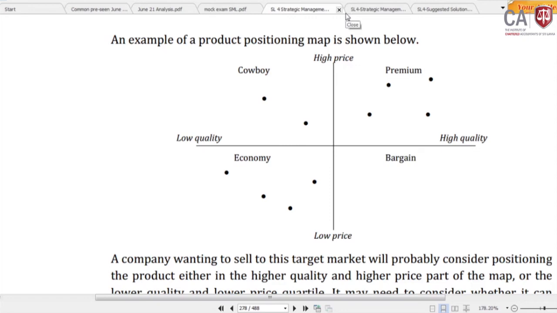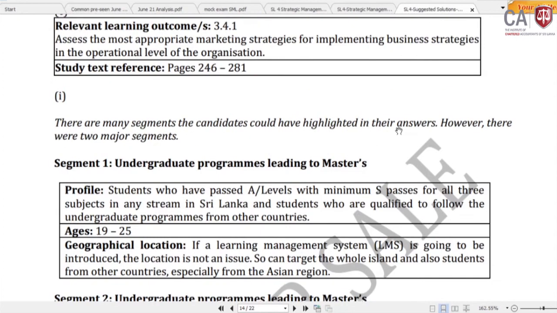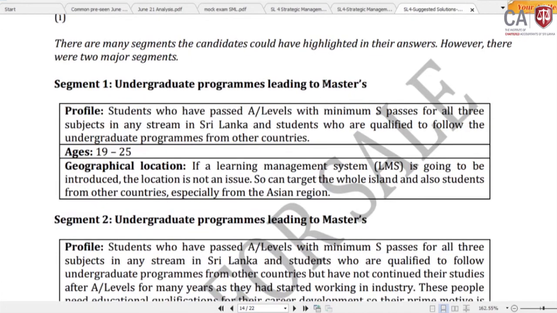Right. So, shall we look at what the examiner says on the same? There are many segments the candidate could have highlighted in their answers. Yes, I have identified two options: one is an affiliated degree program, the other one is our own program. We will see what the examiner has identified. The examiner says that there are two major segments.